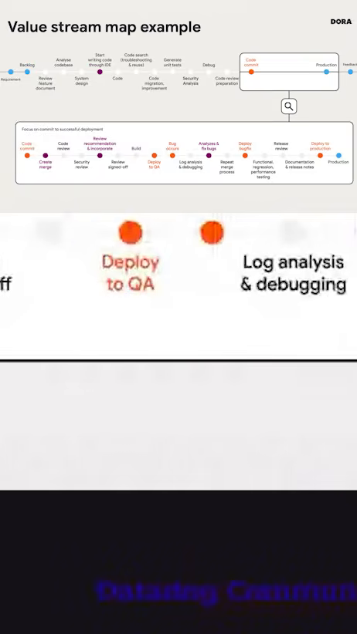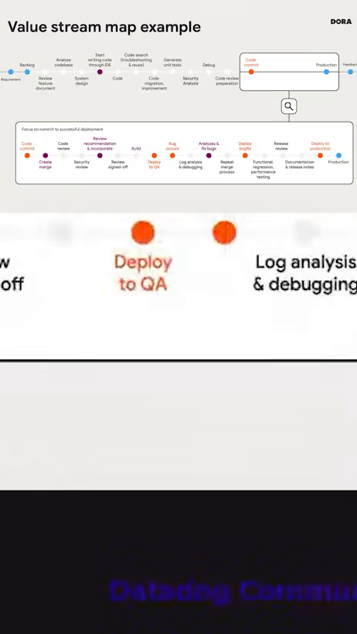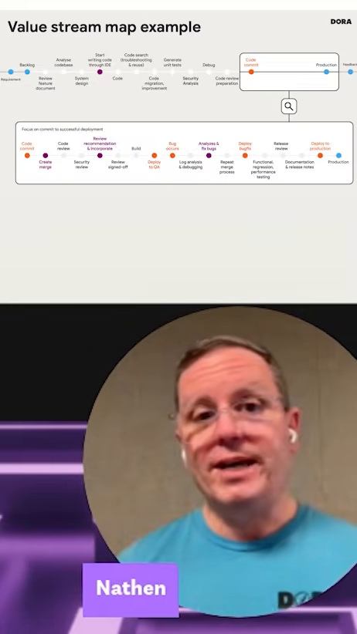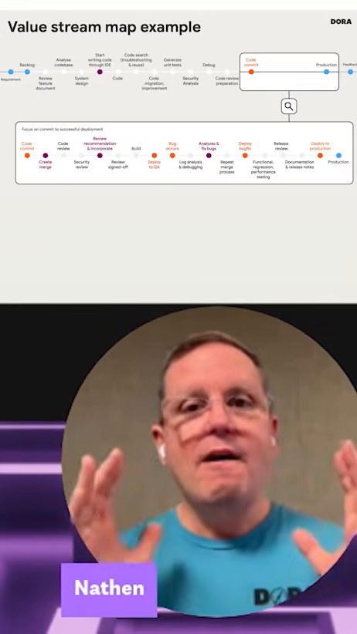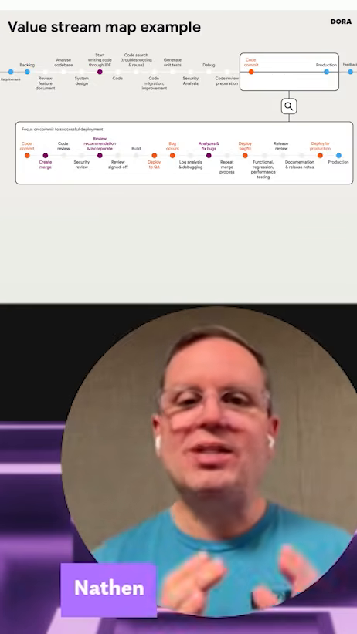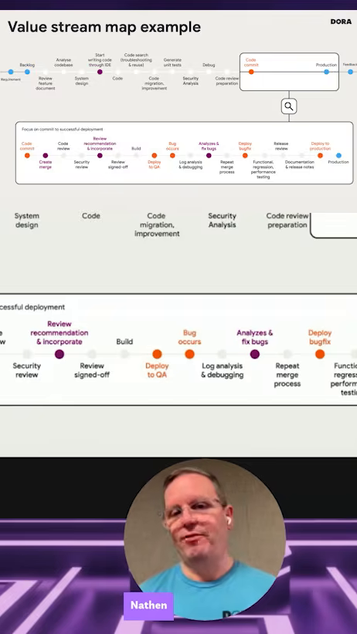If you've not yet done this with your team, I cannot recommend it enough. It is probably the best place to start. Visualize your entire software delivery pipeline, find the friction, and use AI to help eliminate that friction.